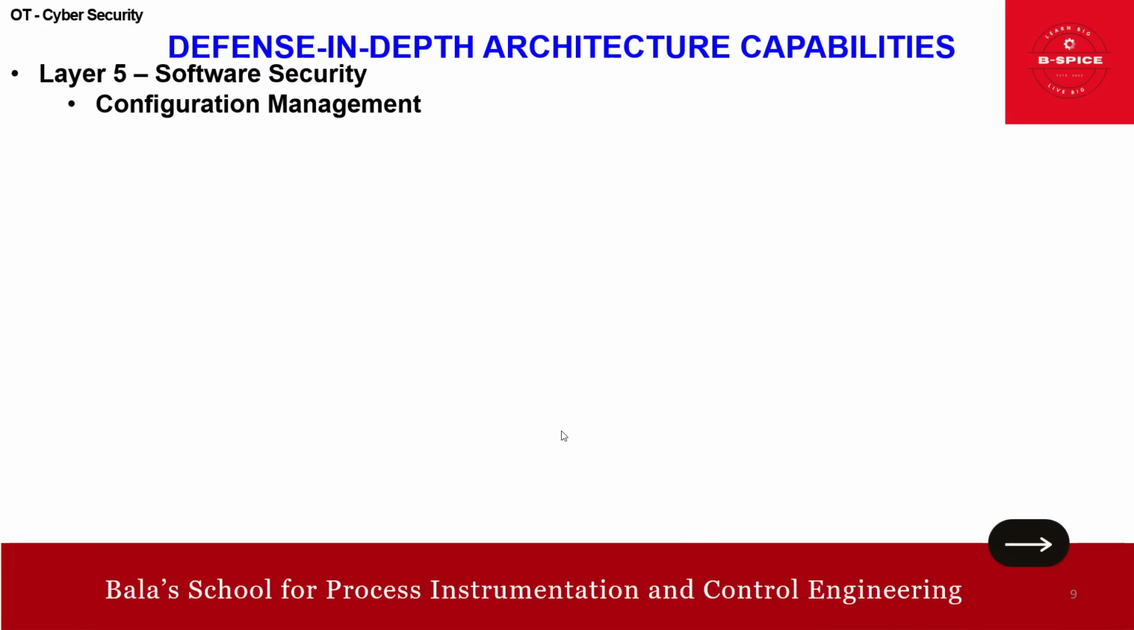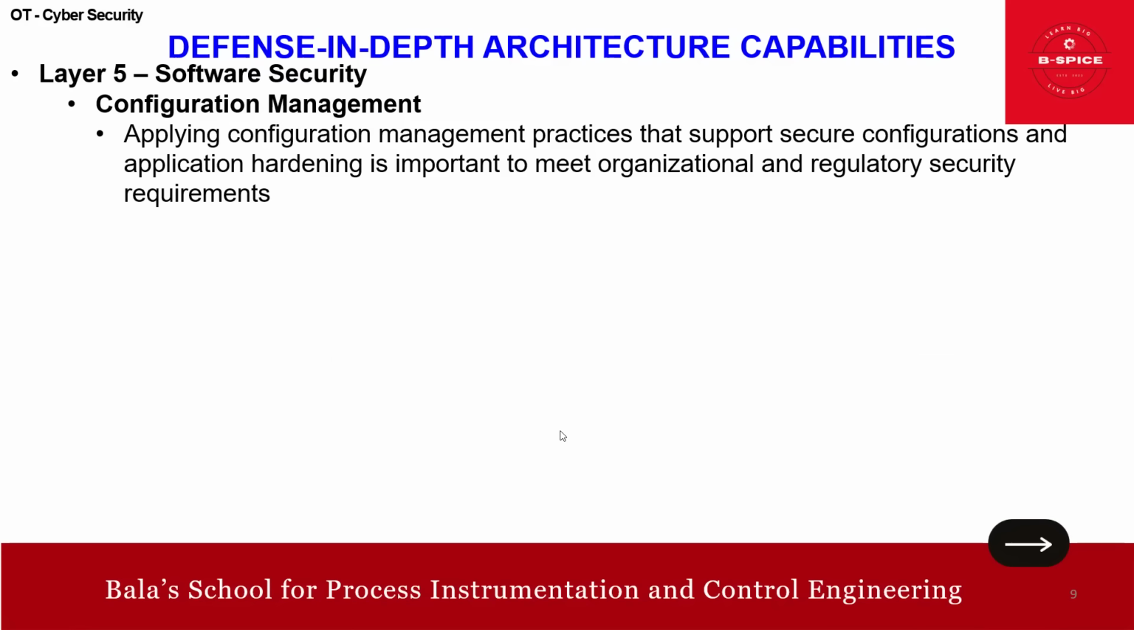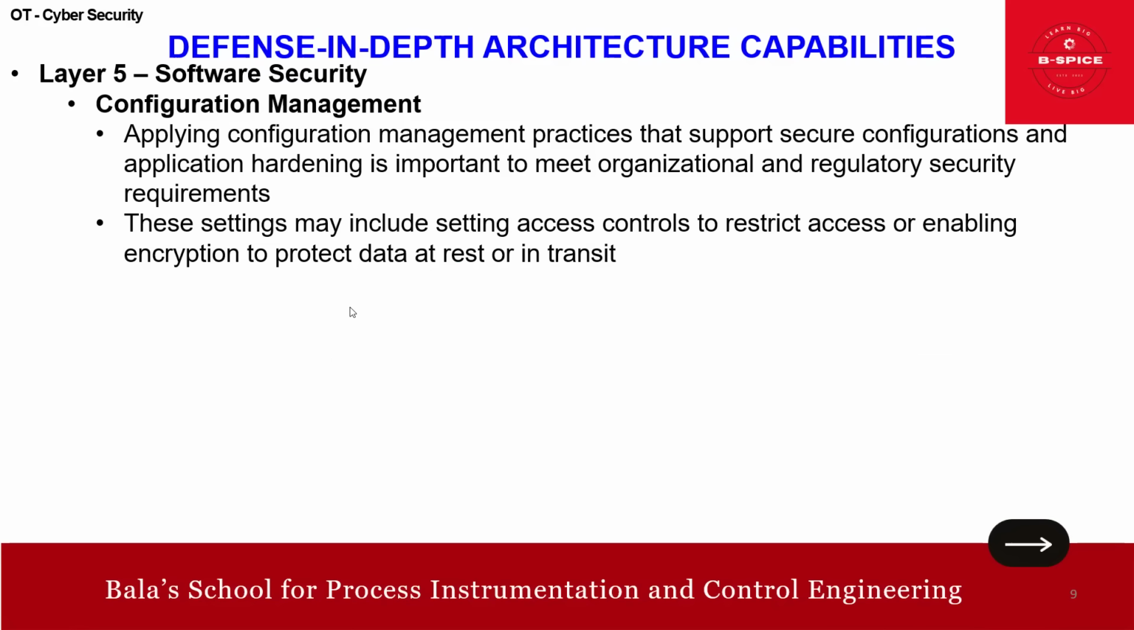Then we have the last but not the least, the configuration management. Applying configuration management practices that support secure configuration and application hardening is very, very important to meet organizational and regulatory security requirements. I hope you agree with this statement. These settings may include setting access controls to restrict access or enabling encryption to protect data at rest or in transit. So you may be wondering, this gentleman is talking about encryption.